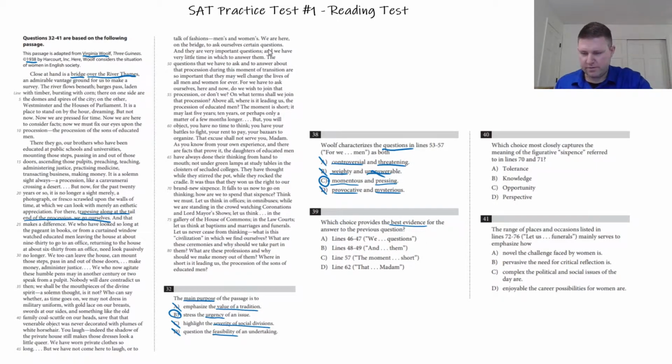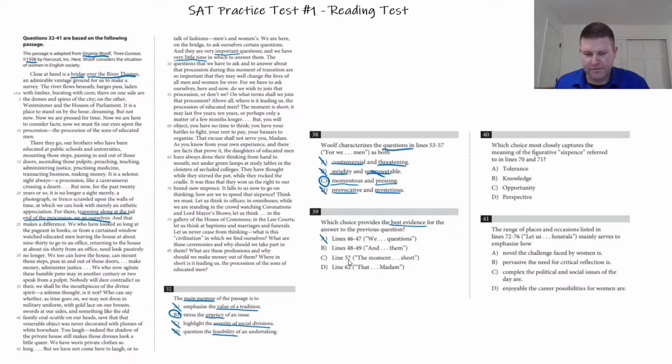So 46 to 47. So we're here on the bridge to ask ourselves certain questions. That doesn't illustrate that they're important or urgent. So no. 48 through 49, starting with and. So, and they are very important questions. Oh, that looks good, because that's what momentous means. And we have very little time in which to answer them. That's what pressing means. So this is a very strong candidate. Let's leave that around. C.